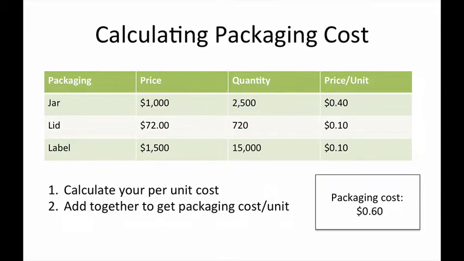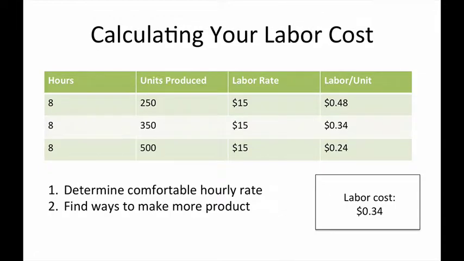You do the same idea for your packaging costs. So in my hot fudge, I've got a jar, a lid, and a label. In this scenario, the box that my glass comes in, I already pay for it ahead of time, so we're not going to add in that cost. You get a price per unit for a jar, lid, and label, and then you total those up. So in this example, our packaging cost is 60 cents per unit.